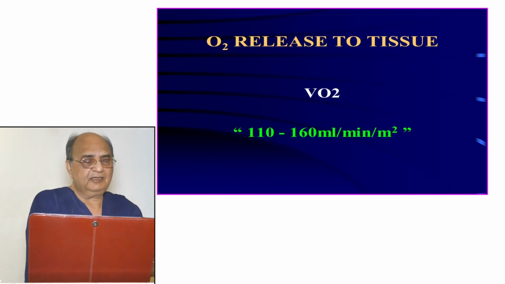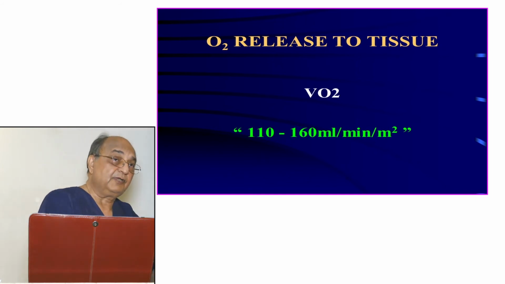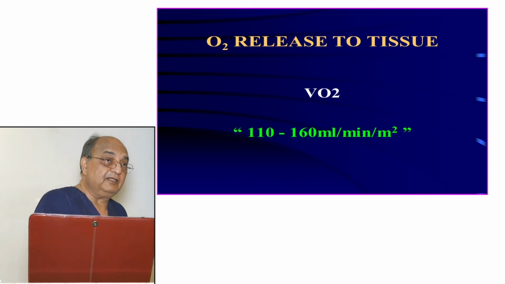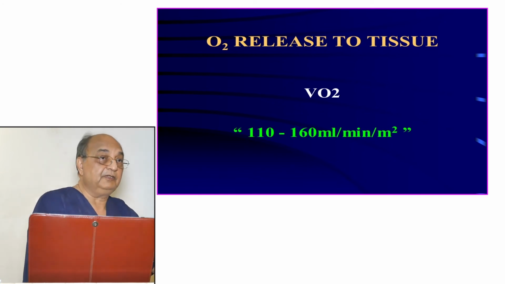So you can measure this VO2 yourself also. You take the arterial sample, measure its DO2, then you take a venous sample, measure its DO2, and take the difference. That will tell you VO2.